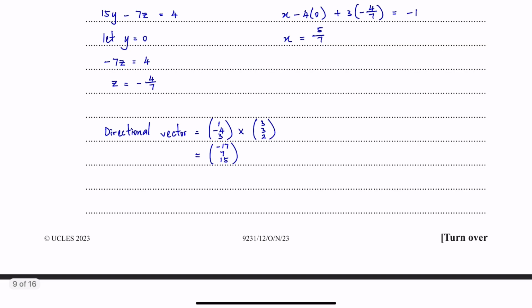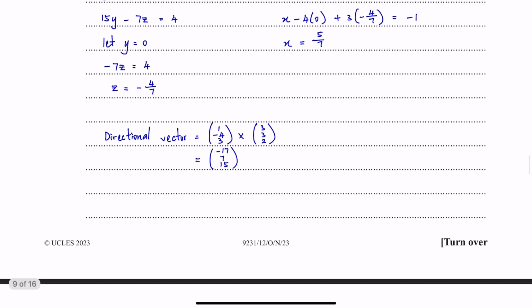So I can write my line of intersection in this form, which is r equals the point of intersection, 5 over 7, y is 0, z is negative 4 over 7, plus t times the directional vector, negative 17, 7, and 15. You can put t, you can put lambda, you can put mu, or anything you want.